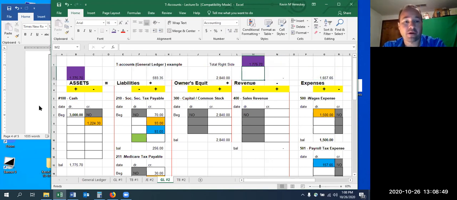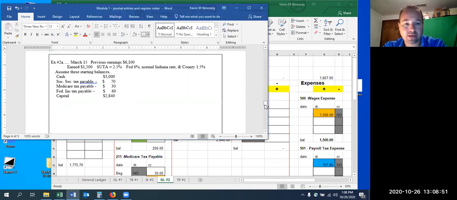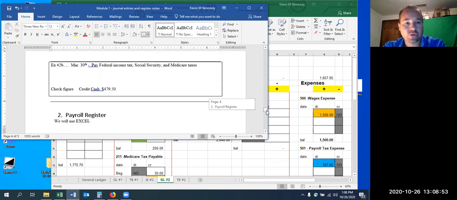Now the last part of this one says, all right, we're now ready to pay off some of our taxes. And again, we're going to pay the same ones. We're going to pay the federal income tax, whatever's in there, Social Security and the Medicare.